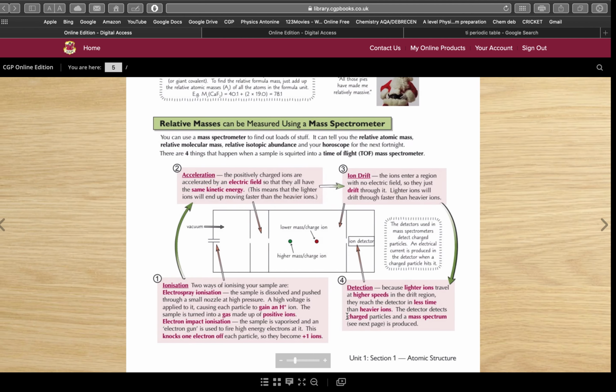So now electrospray ionization. There are two types of ionization: your electron impact ionization, and your next type, electrospray ionization. As we said, ionization is where your sample is ionized by two techniques. The first one is electron impact, and now we're going to go through electrospray ionization.